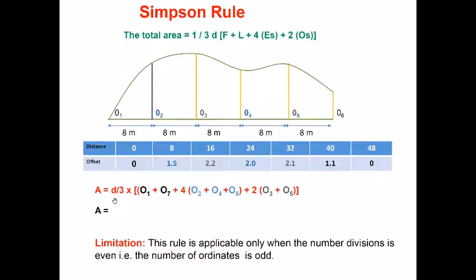So when you apply the equation, the area is equal to d by 3, so d is 8 in this case as well. So 8 over 3 multiplied by the first ordinate plus the last ordinate, so 0 plus 0, plus 4 times the sum of even ordinates, so O2, which is 1.5, plus O4, which is 2, plus O6, which is 1.1, plus 2 times the sum of odd ordinates, so we have O3, which is 2.2, plus O5, which is 2.1, and then you can calculate the area.